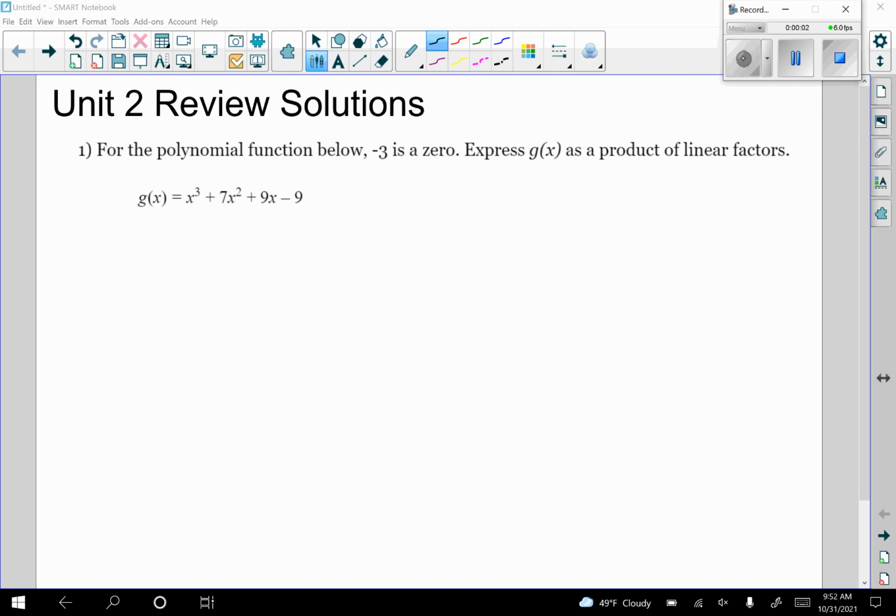Here are the solutions to the Unit 2 review. Now it's important to understand exactly what's being asked, because a lot of the processes for these problems are going to be the same, but they can have very different answers.